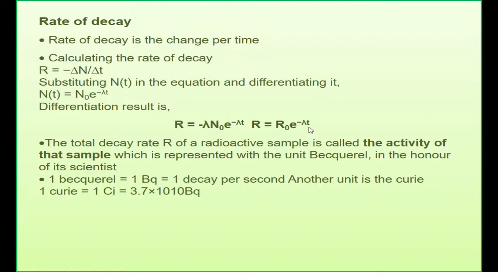The total decay rate of a radioactive sample is called the activity of that sample, which is measured in the unit becquerel. So it is the rate of decay, and it is one more name for this. It is the activity of the sample.